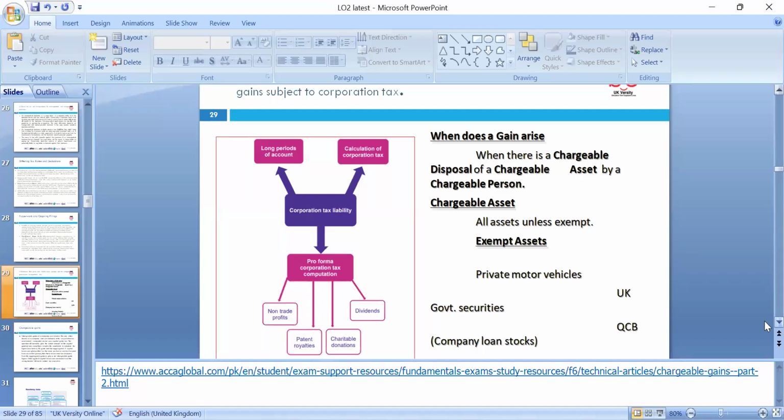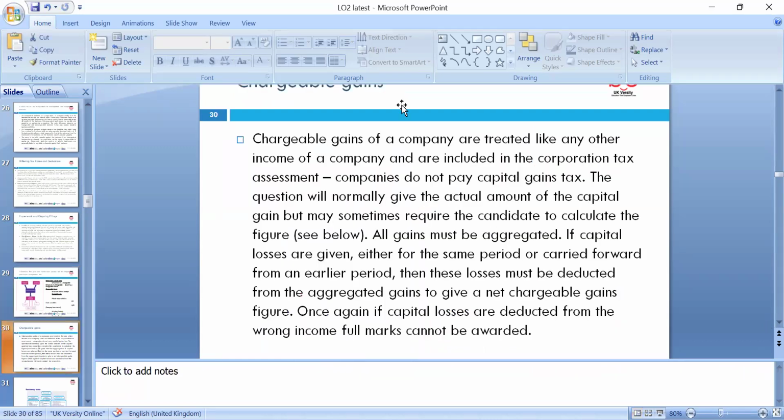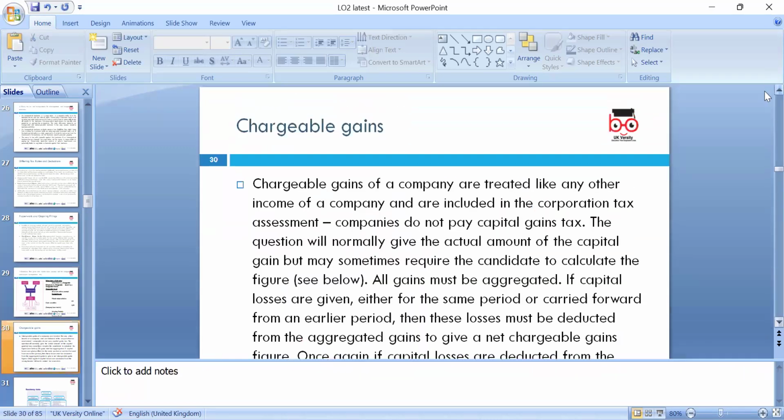The longer period of account, the calculation of the corporation tax pro forma: non-trade profit, patents, royalties, charitable donation, and dividend. Here is the link given. We have plenty of examples which I included, an ACCA article to use and look around. The example in the article, Finance Act 2023: chargeable gain is treated like any other income, included in the corporation tax assessment. Companies don't pay capital gains tax.